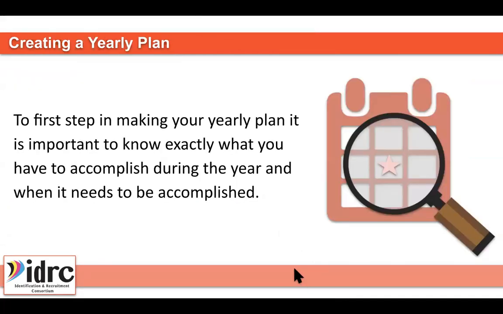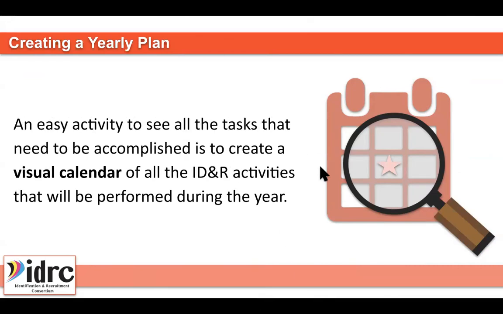Now let's talk about creating your yearly plan. The first step in making your yearly plan is to know exactly what you have to accomplish during the year and when it needs to be accomplished. So an easy activity to help you see all the tasks that you need to accomplish, and that I encourage all states to do, is to create a visual calendar of all the ID&R activities that will be performed during the year.